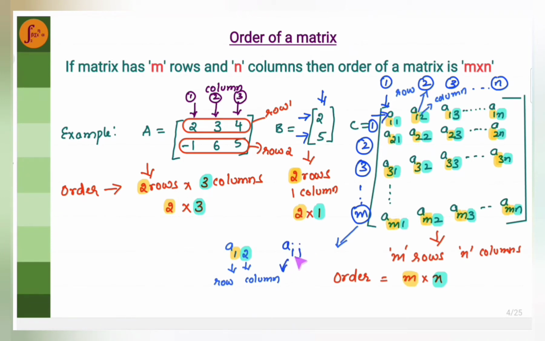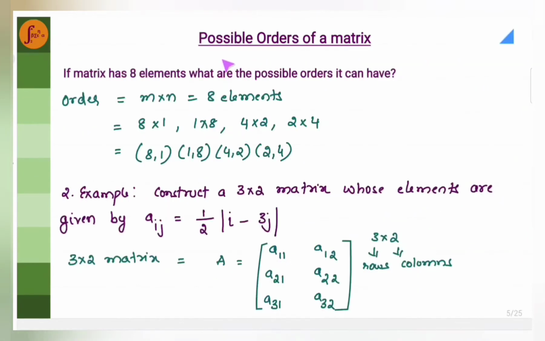I is the row, J is the column. Possible orders of a matrix. If a matrix has 8 elements, what are the possible orders it can have?